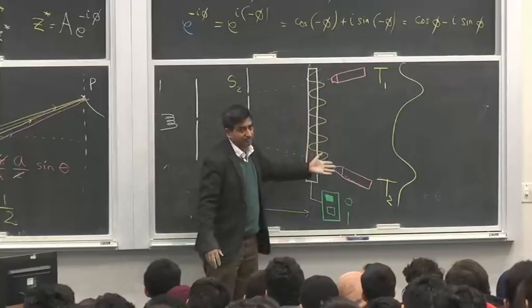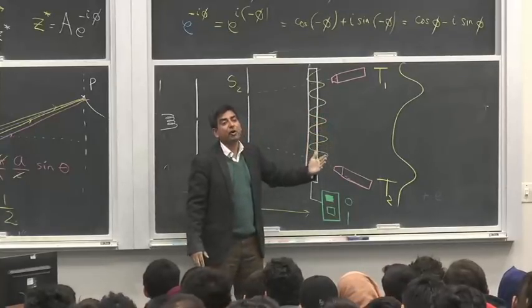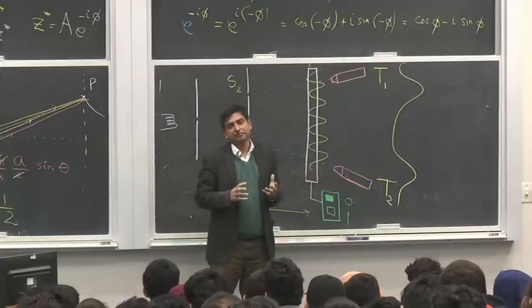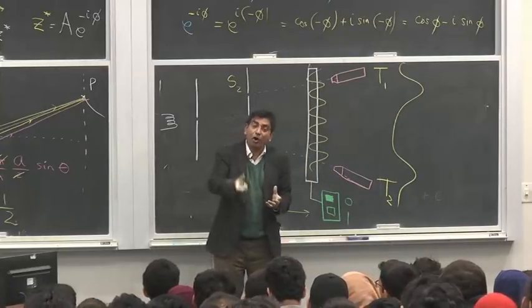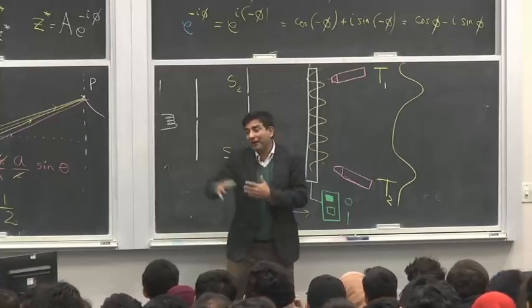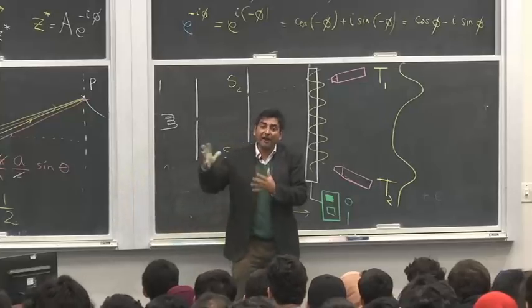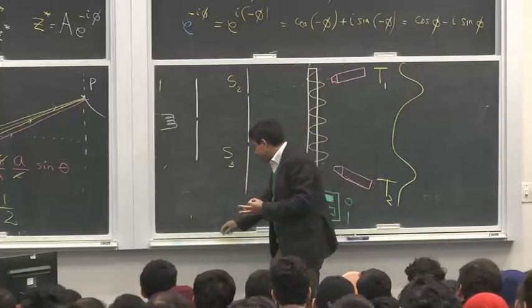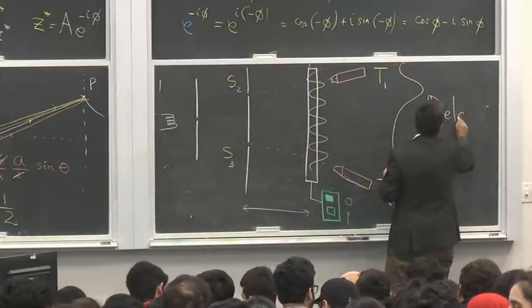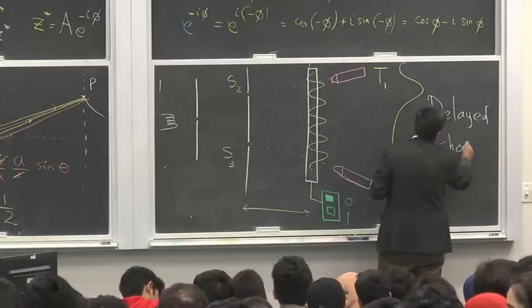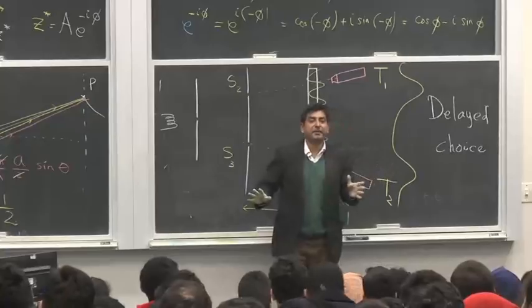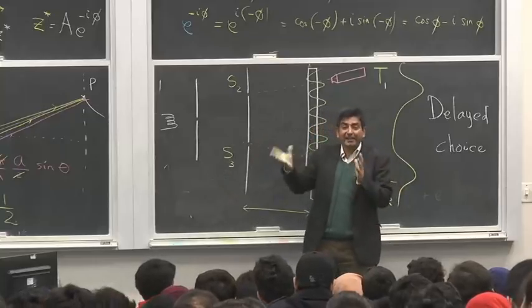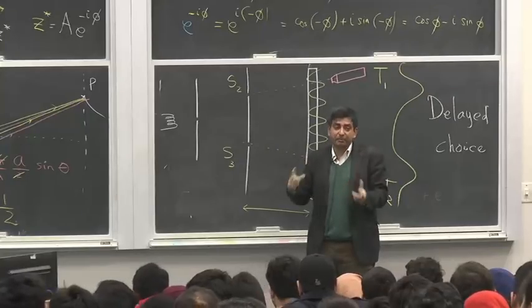That is, a decision to observe an interference pattern or not to observe an interference pattern is made delayed in time. The choice of having an interference pattern or not is made not while the electron is in the apparatus, but even after the electron has gone through the apparatus. So this is called the delayed choice experiment. So in the delayed choice experiment, you can choose whether interference appears or it does not appear even after the electron has spent ample time inside the apparatus.